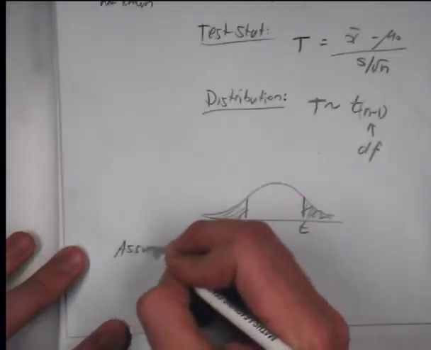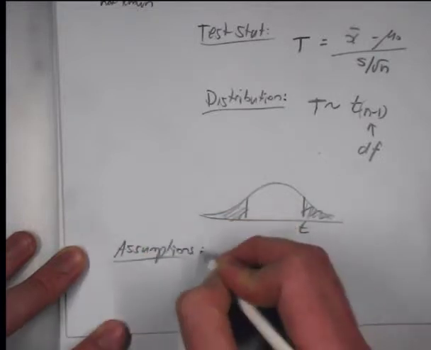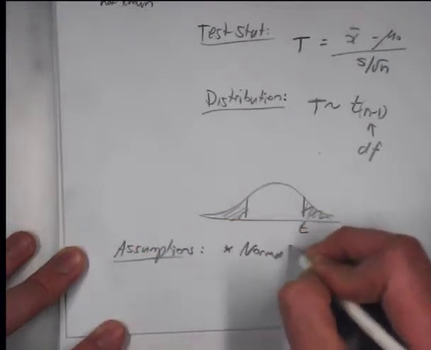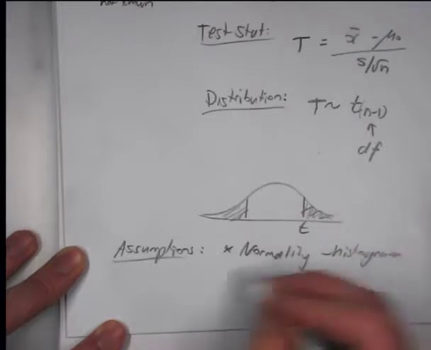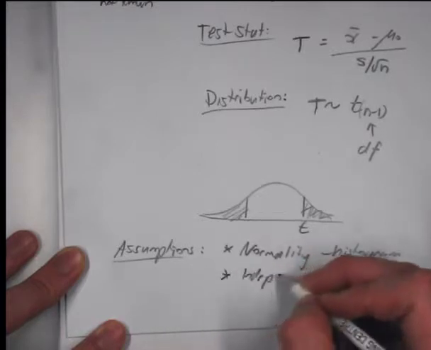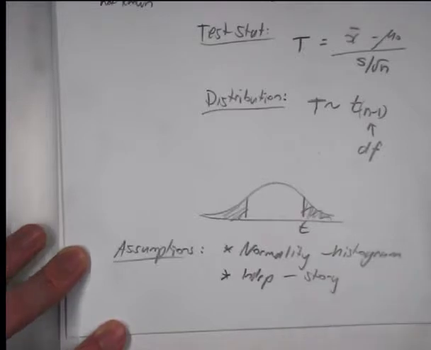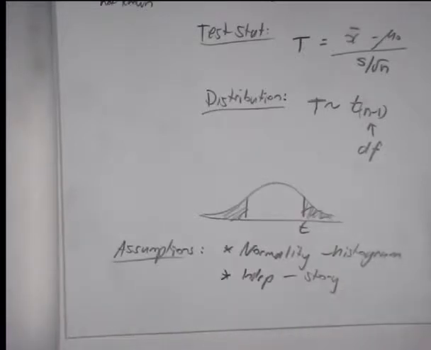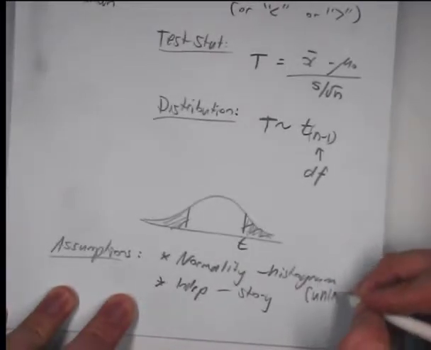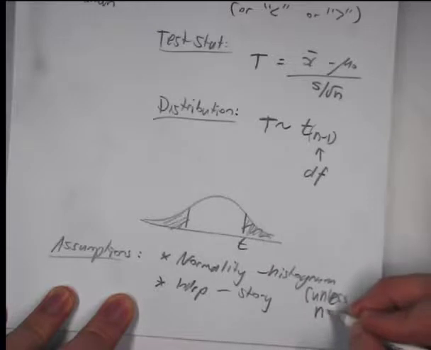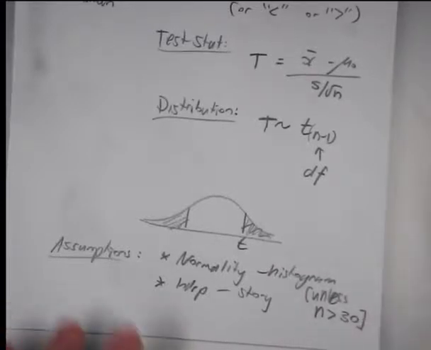And your assumptions, well, normality, which you'd check with a histogram, and independence, which would be the story. Note that you should probably say a little point where you go, if the sample size is big enough, you don't have to worry about the normality assumption. Okay, so he said that in his lecture. So it's sort of like normality histogram, unless n is sort of greater than 30 is the one that he said, or 15, something like that.